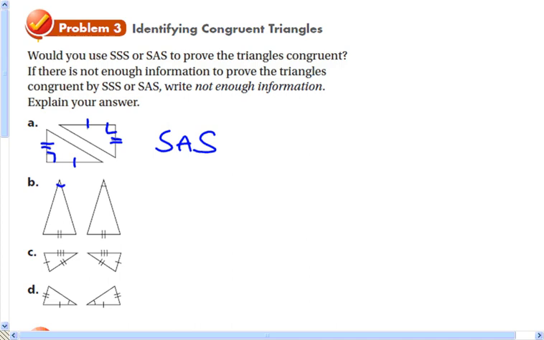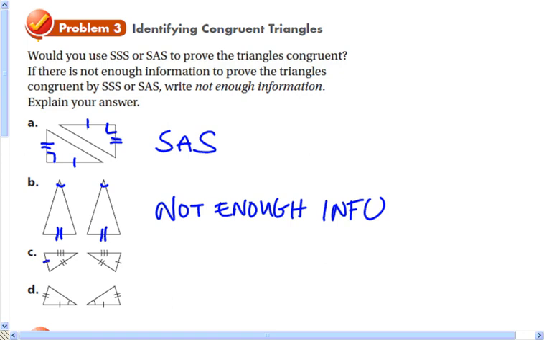On the second one, we have two triangles. We have one angle and one corresponding side. So we do not have enough information. We need at least three pieces of information. We only have two. So we're going to write not enough information on that one.